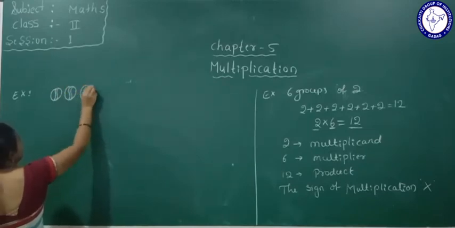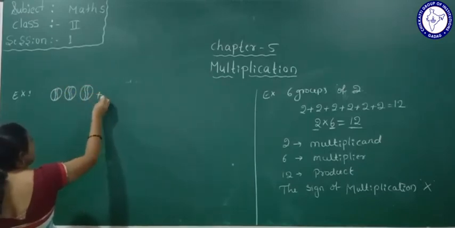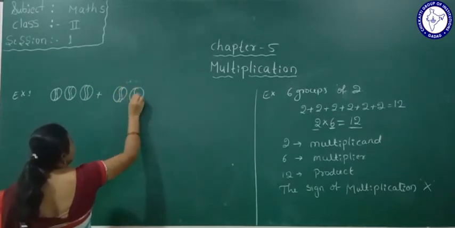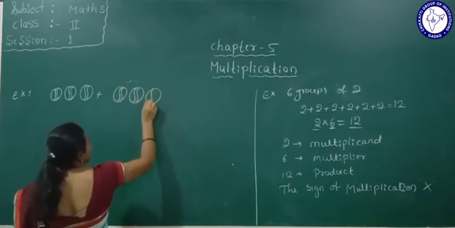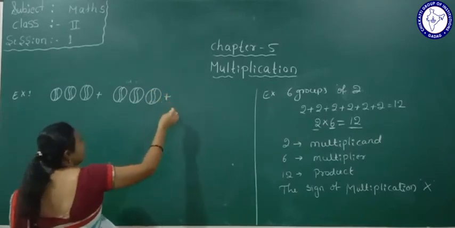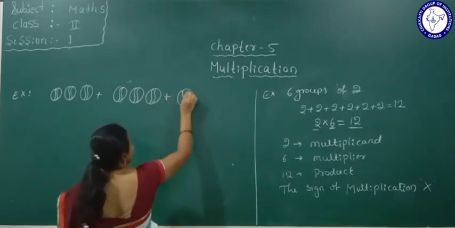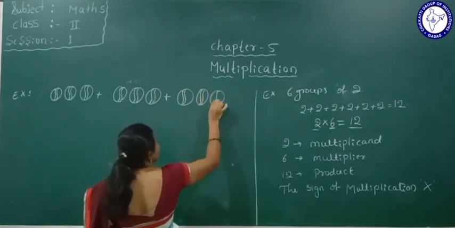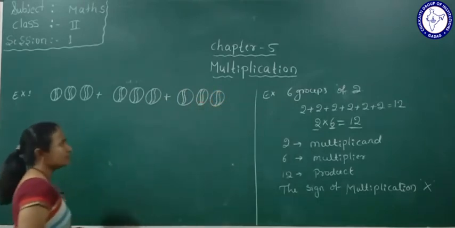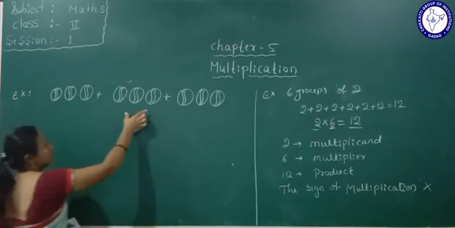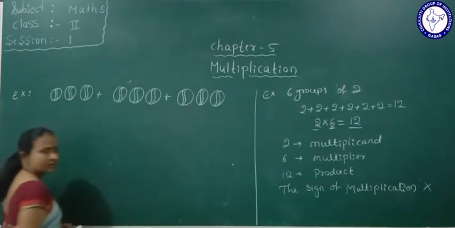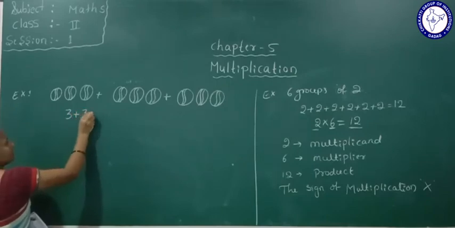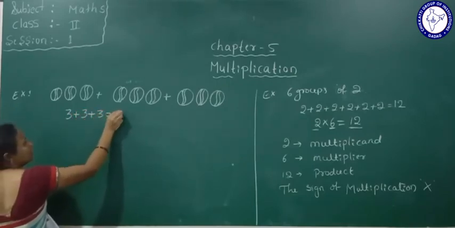1, 2, 3 plus 1, 2, 3 plus 1, 2, 3. Yes, here see, 3 plus 3 is 6, 6 plus 3 is 9. So how many times here? 3, 3, 3 is equal to 9.